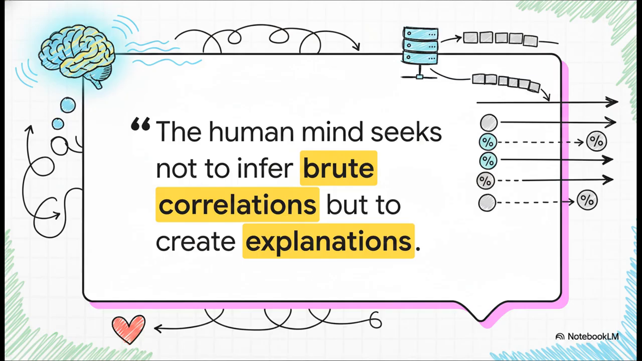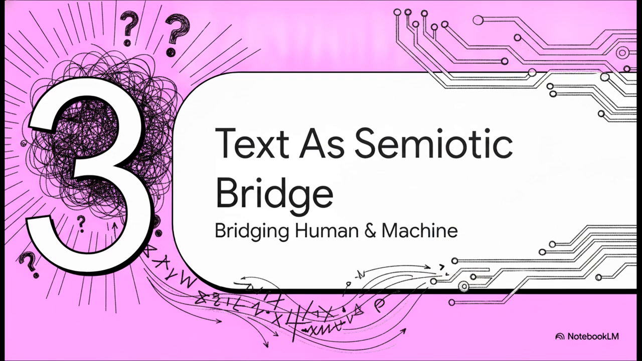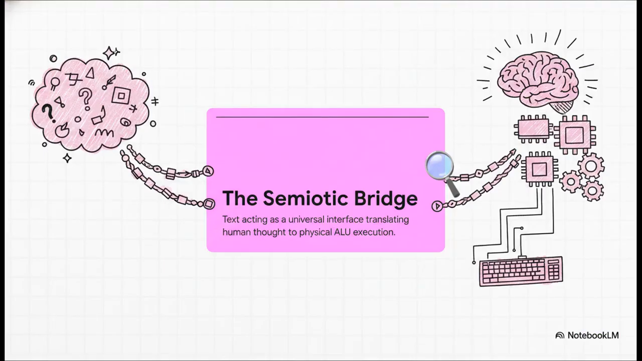They are really just inferring brute correlations. Section 3. Text as semiotic bridge. Which brings us to the ultimate question. How do we actually connect the associative nature of human cognition with the rigid execution of the machine? Well, the answer is text.